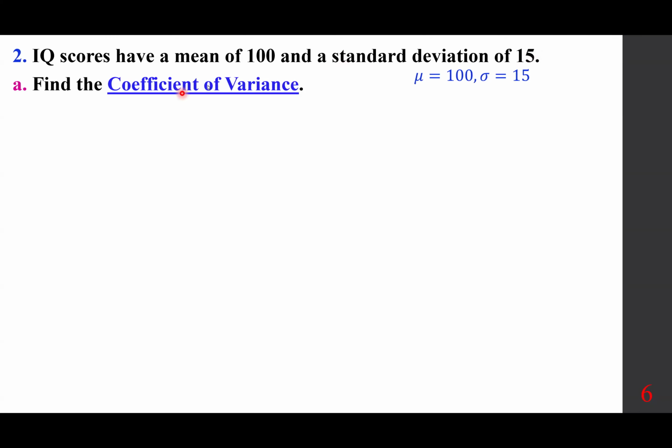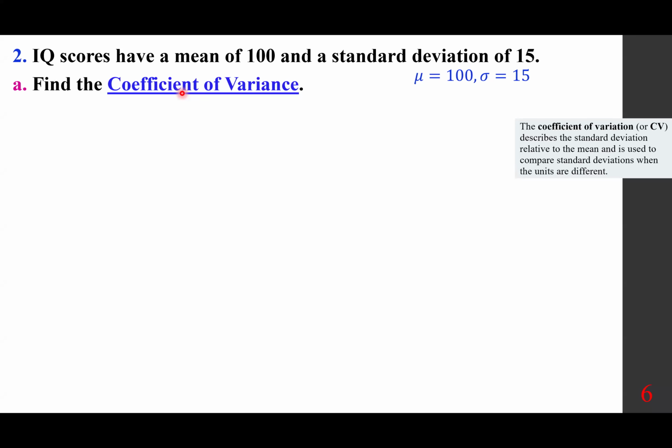Coefficient of variance. Here's the definition. The coefficient of variance, or short CV, describes the standard deviation relative to the mean and is used to compare standard deviations when the units are different. Normally, that's when we use them. So with that being the case, in this case, it's just a simple case of 15 over 100. And that's the answer. You can simplify into a fraction, but because we are representing it as a percentage, it's just 15%.